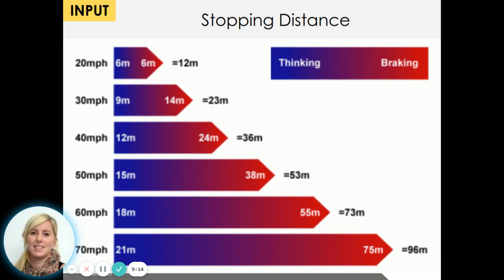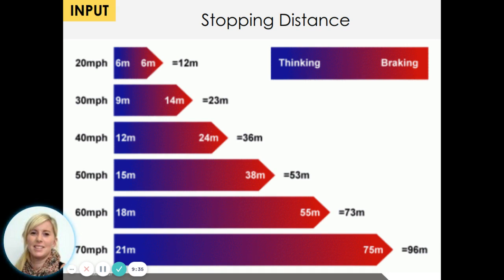But if you have a car going at 70 miles per hour, it has a thinking distance of 21, and a braking distance of 75, and then you get a total stopping distance of 96 metres. Now, you just need to imagine pacing that out.